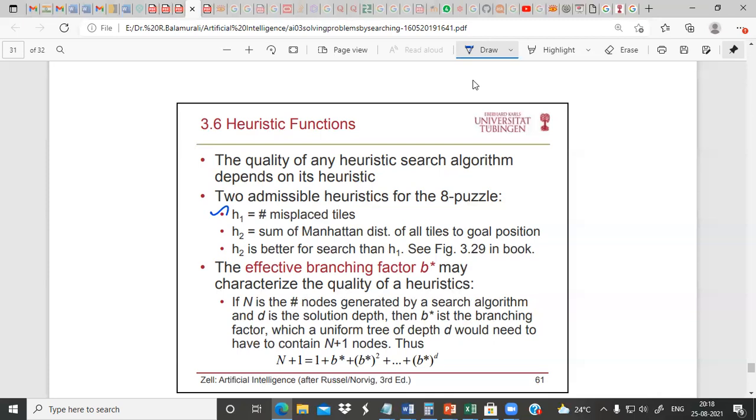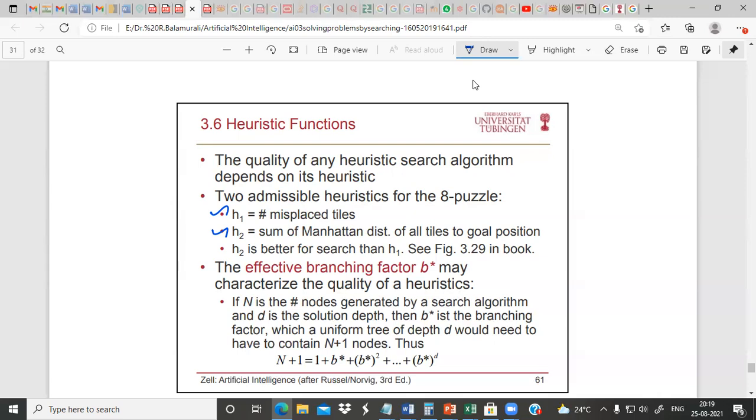We are discussing two methods of framing the heuristic function. One is called h1. h1 represents the misplaced tiles. How many tiles are misplaced when compared with the goal state? That is called h1. Whereas h2 is the sum of the Manhattan distances of all tiles to the goal position. That is, for each tile, you have to compare with the goal position of that particular tile, how far it is from the goal state. Like that you have to calculate for all tiles and sum it up. That is called h2.